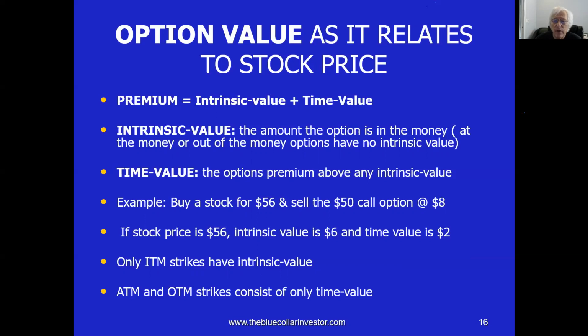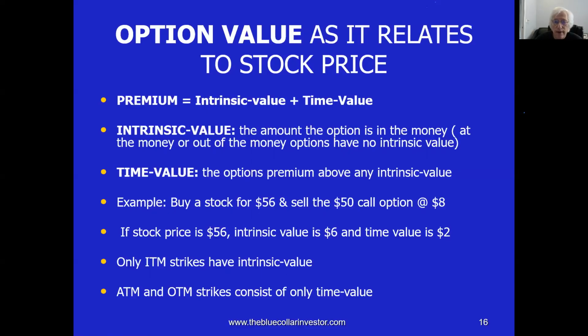The example I gave on the previous slide was we bought the stock at 56 and sold the $50 call option, $6 under the current market value of the stock. Well, if we counted all of that as profit, we would be exaggerating our returns because we're going to be losing $6 on the sale of the stock.